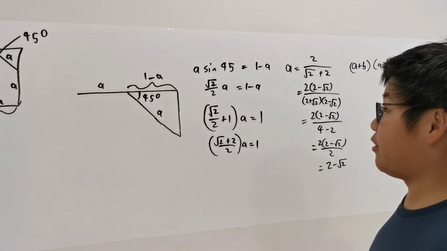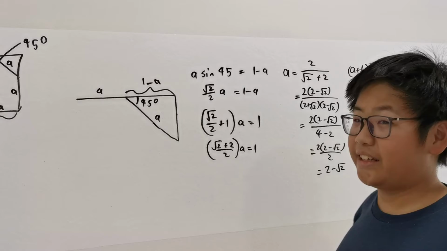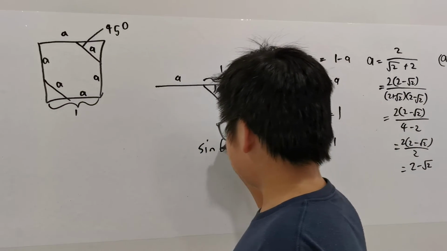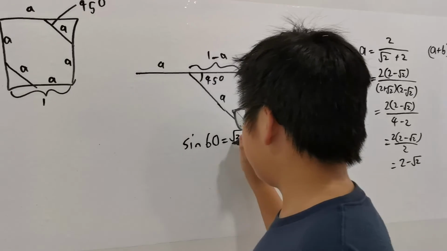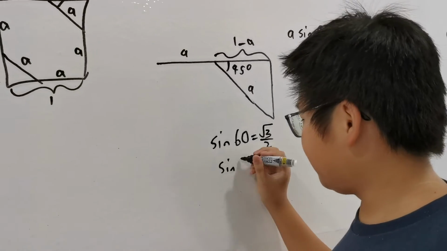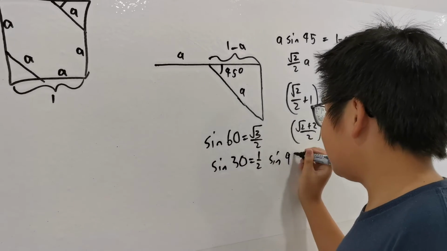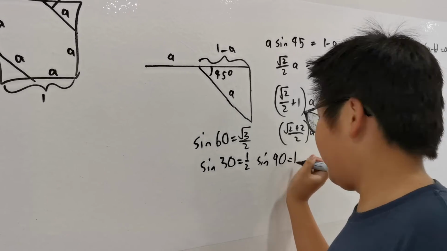Sine 45 is square root 2 over 2, and there are many other examples of sines. For example, sine 60 equals the square root of 3 over 2. Sine 30 equals half, and sine 90 equals 1.